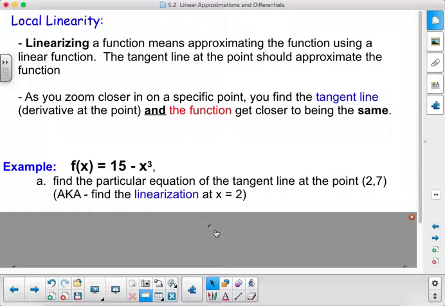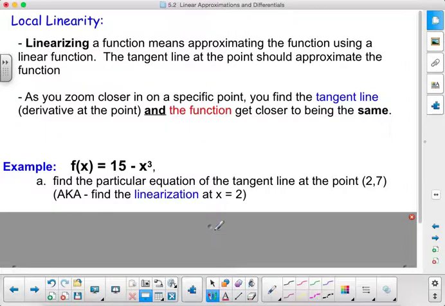Find the derivative. What do I want to do though? I want to write an equation. So how do I write an equation? I'm going to have to find the equation of the tangent line at that point.